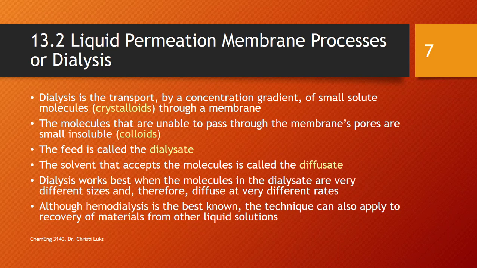Now, those small solute molecules that move across are called crystalloids. And the molecules that cannot pass through the membrane's pores are going to be the colloid. They're going to be small, insoluble particles. The feed that we bring in that contains these colloids and crystalloids is the dialysate. And the solvent that accepts the molecules, so where these crystalloids will move into, is called the diffusate.